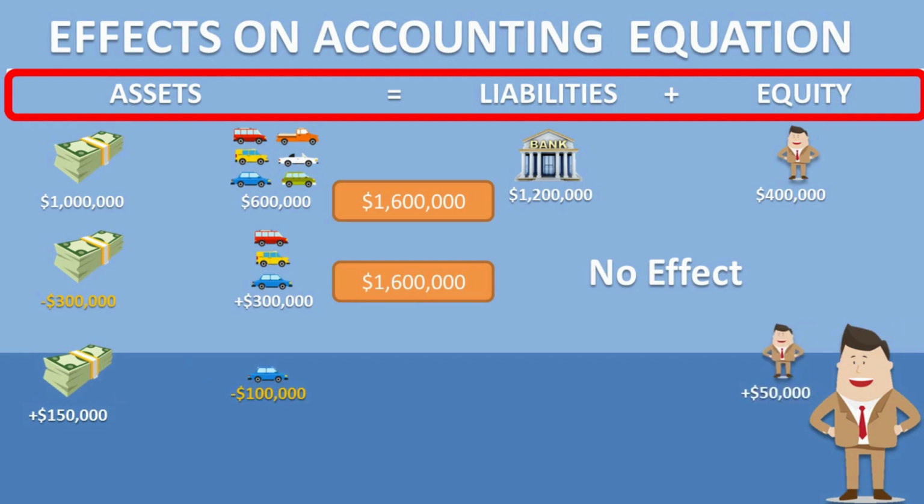Now these are two transactions. First, the car worth $100,000 was sold for $150,000, generating a profit of $50,000. This will increase cash by $150,000, decrease inventory with $100,000, making a net increase of $50,000 on the asset side.